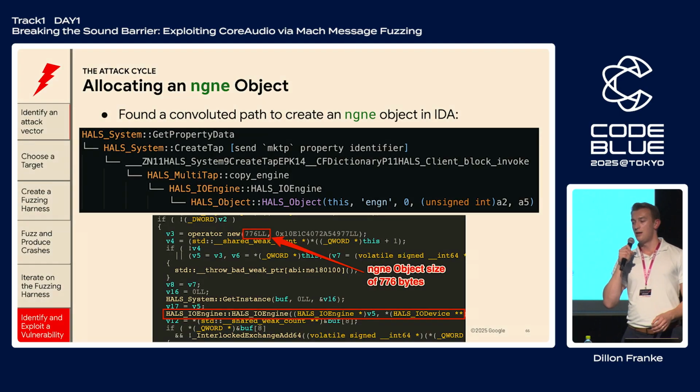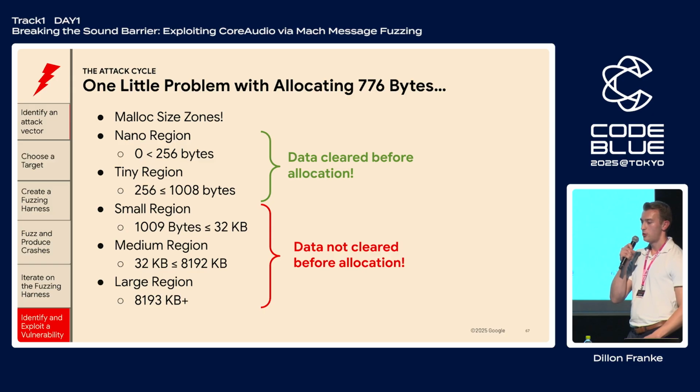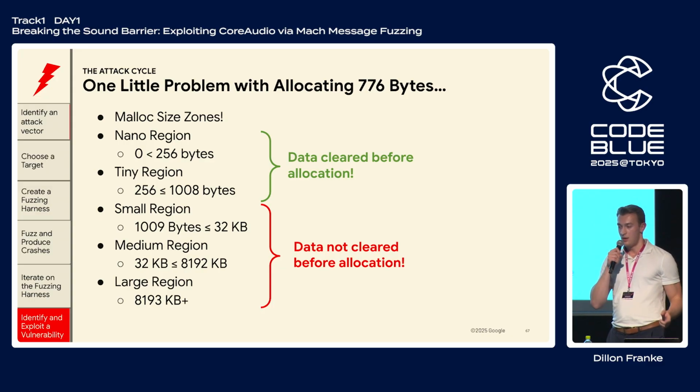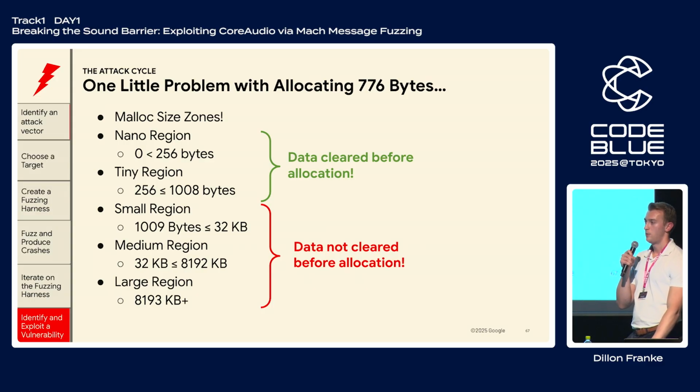So I did find a convoluted path to create an engine object, searching through IDA, and you can see how that happens here. However, it was of object size 776 bytes, which actually ended up making this not work. Because on macOS, there's this notion of malloc size zones. So the nano and tiny region, so any allocation leading up to 1008 bytes, data actually will always be cleared before allocation. Anything bigger than that, this will not happen. So unfortunately, this meant that my exploit was dead in the water here.